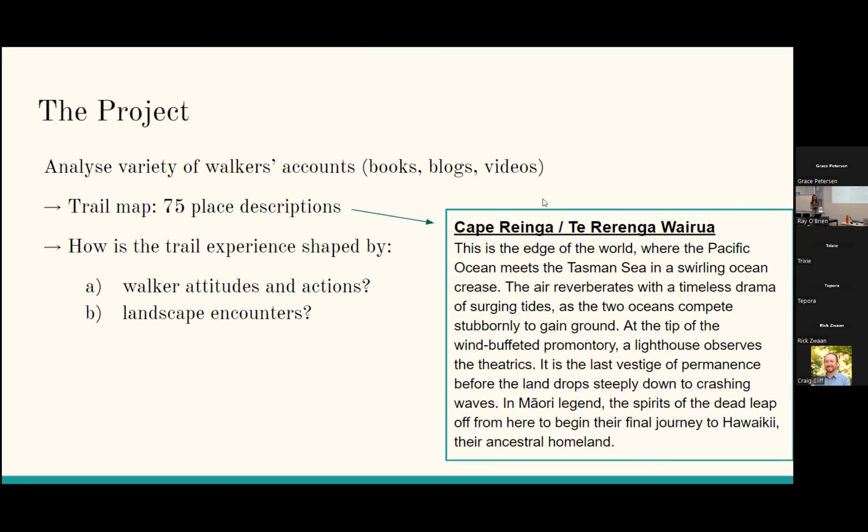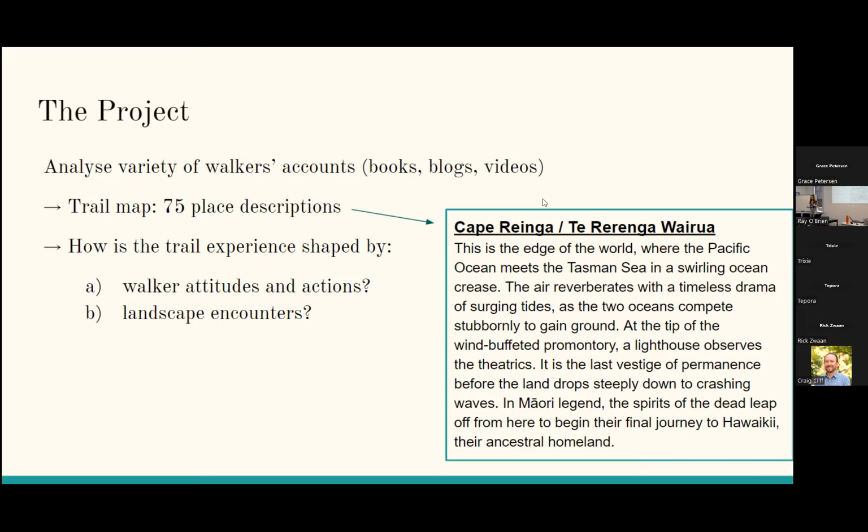So this project was to look at a variety of walkers' accounts. I looked at 20 publicly available books, blogs, and videos from quite a variety of ethnicities, ages, and backgrounds, and from those to kind of interview the landscape through the eyes of those walkers.